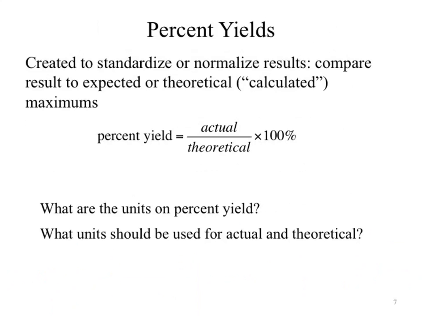To calculate a percent yield, what we're trying to do is report a value that actually makes sense. So if I ran an experiment where I produce, say, gold, and at the end of that experiment, I produce 5 grams of gold versus 500 grams of gold, which experiment do you think is better? The one that produced 5 or the one that produced 500? It all depends on what you started with.